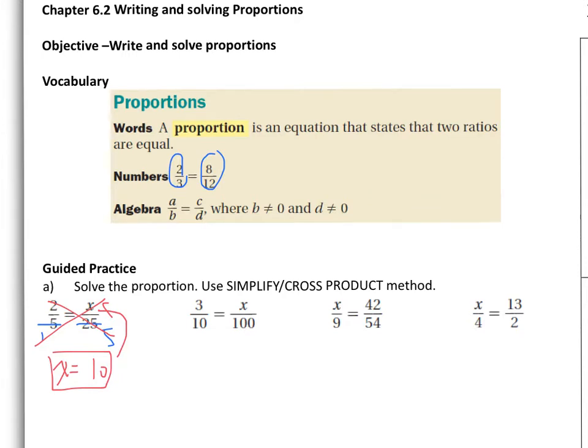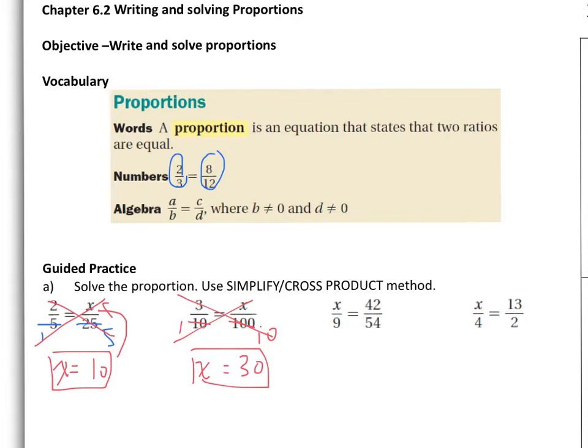Okay, let's take a look at the second problem. 3 over 10, that's already in simplest form. Let's look at 10 and 100. We can simplify that. So let's do the cross product x, and then 3 times 10, 30.